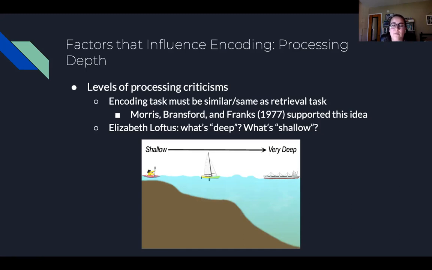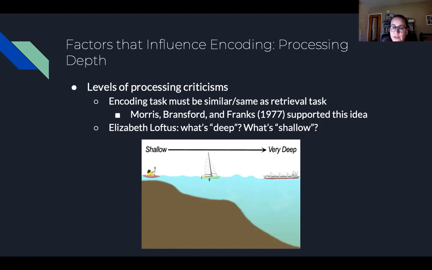So there's a study by Morris, Bransford, and Franks that supported this idea. This will actually be the basis of one of the labs that you'll be doing later on in the semester. In this study, they varied the aspects of acquisition, that is, the learning aspect of memory, and they also varied retrieval methods that participants were to use.